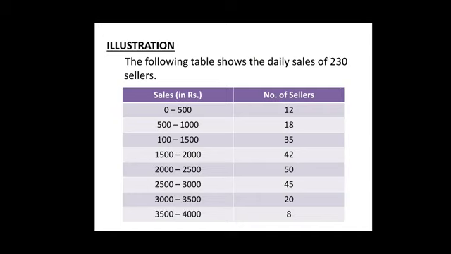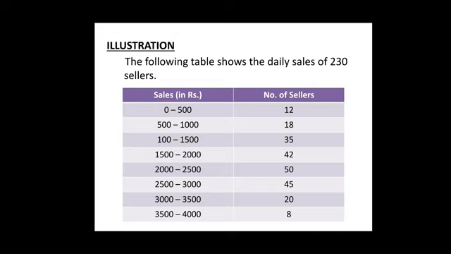Let us consider an example here to illustrate it in a better way. The table here gives the data relating to the daily sales of 230 sellers, and we need to represent this data with the help of a less than cumulative frequency curve. How do we do it? Students, just follow the steps explained in our previous slide to construct the less than Ogive.